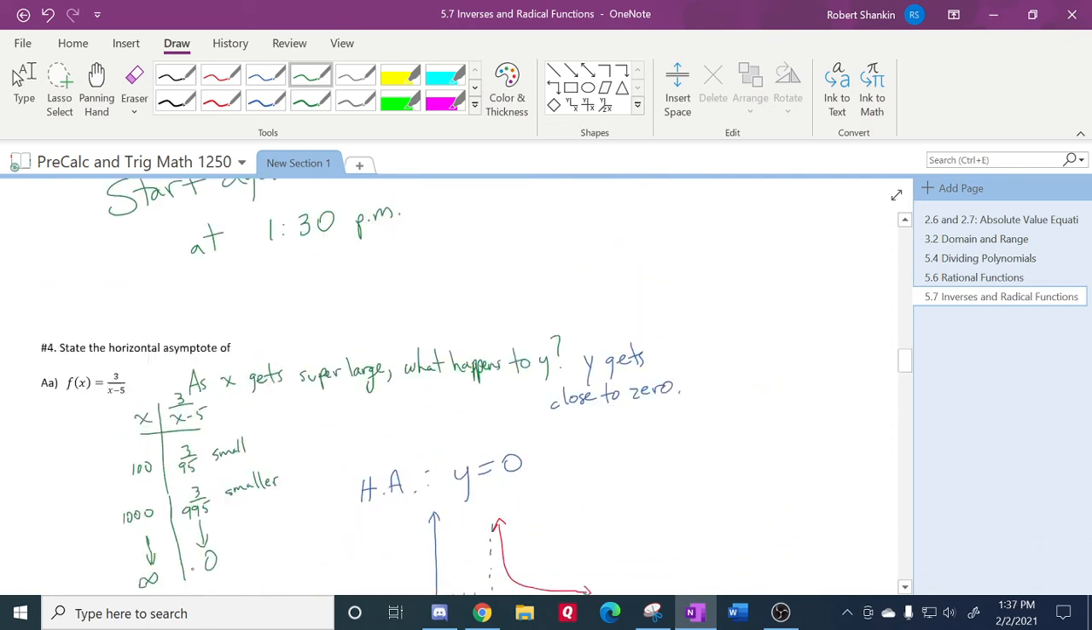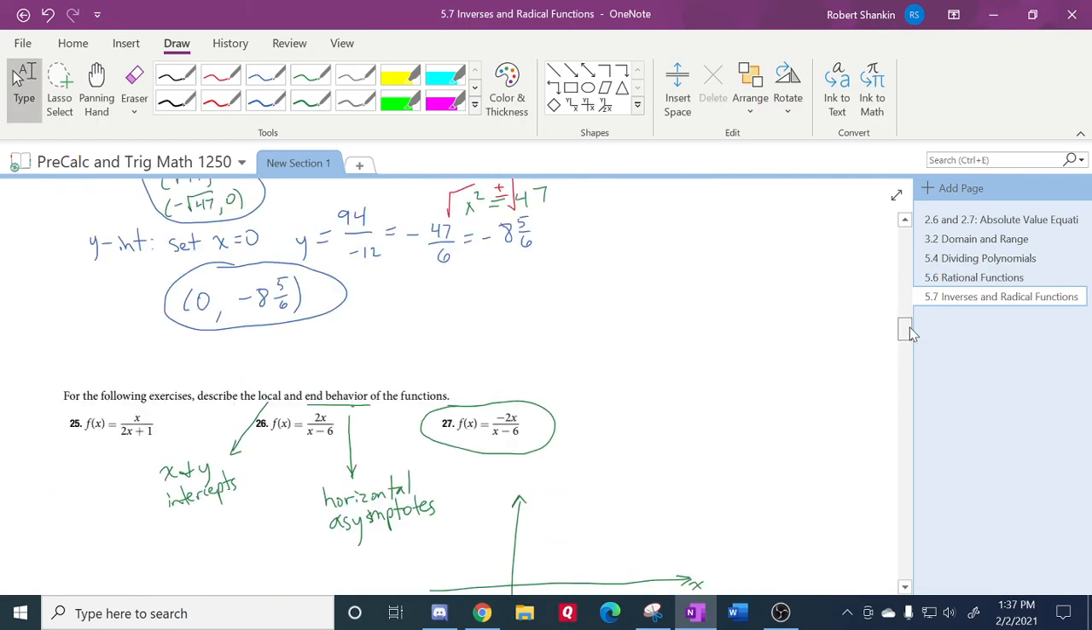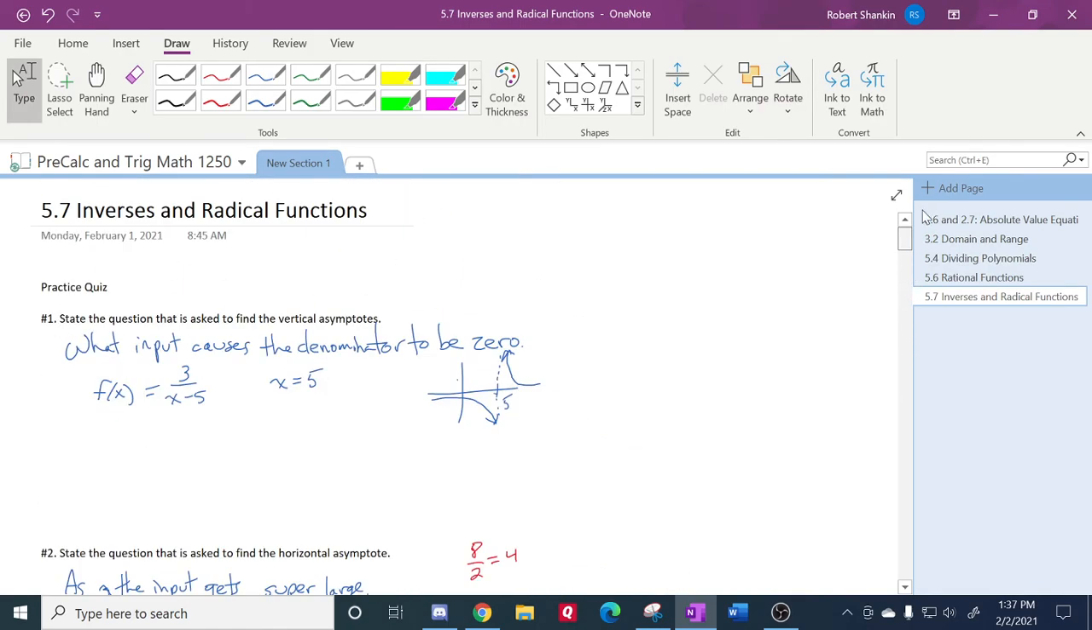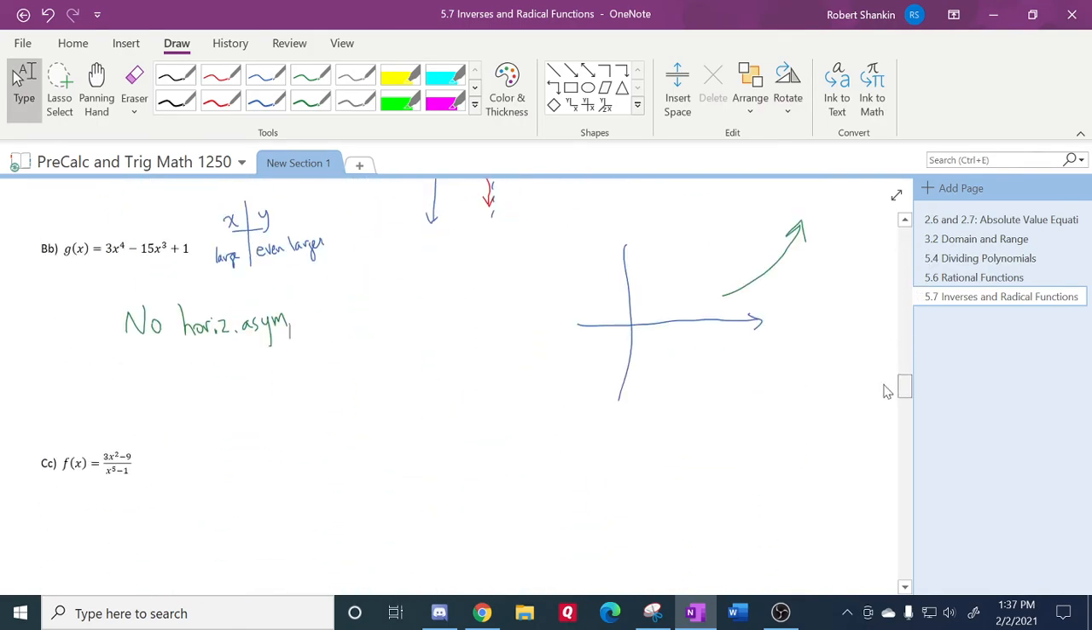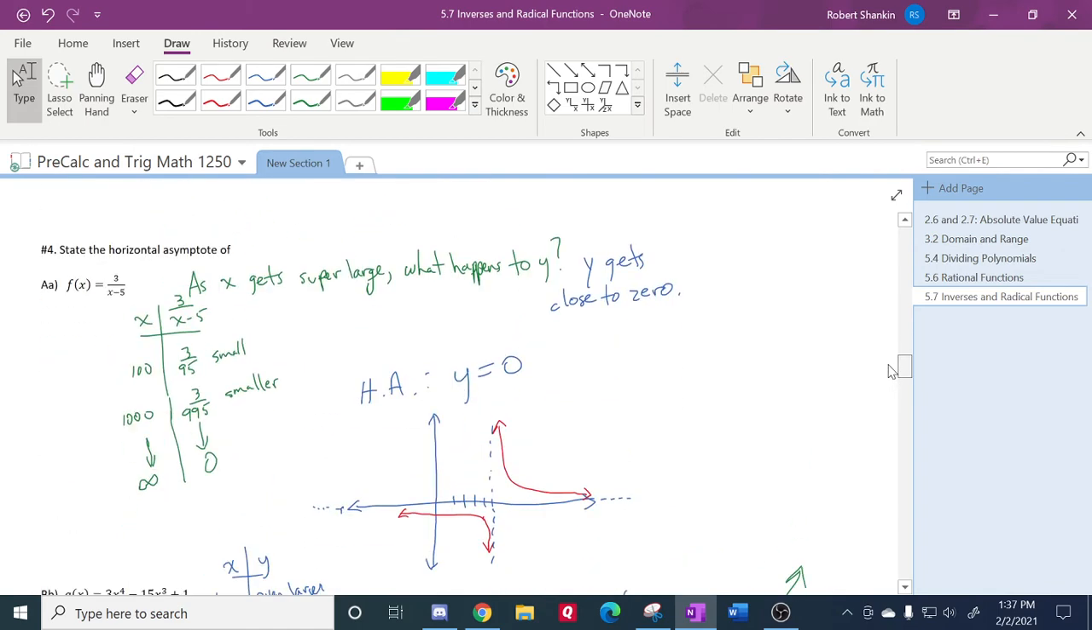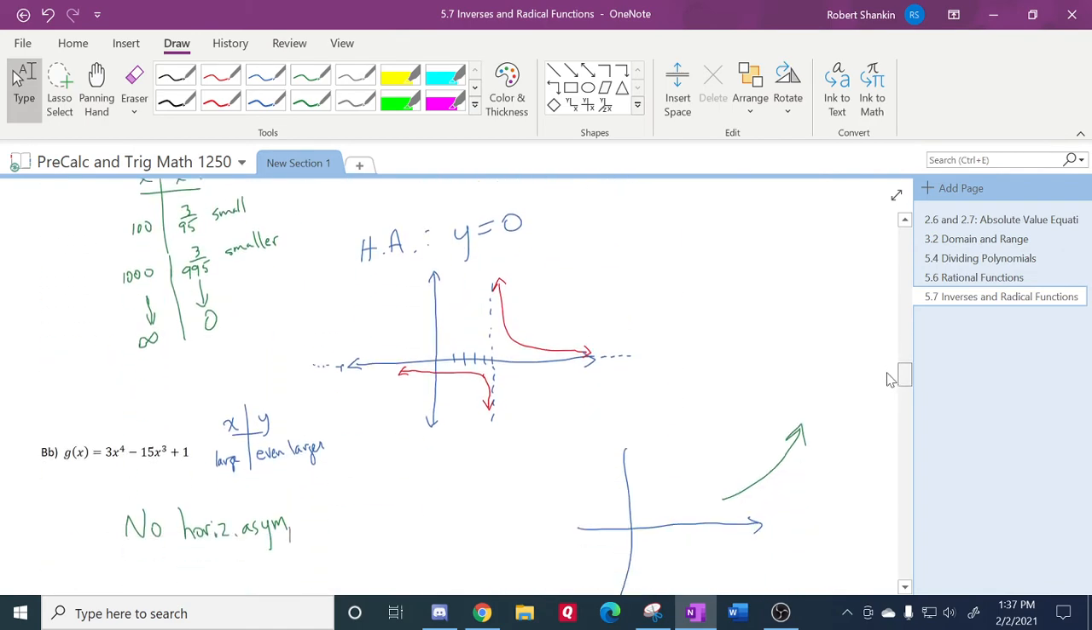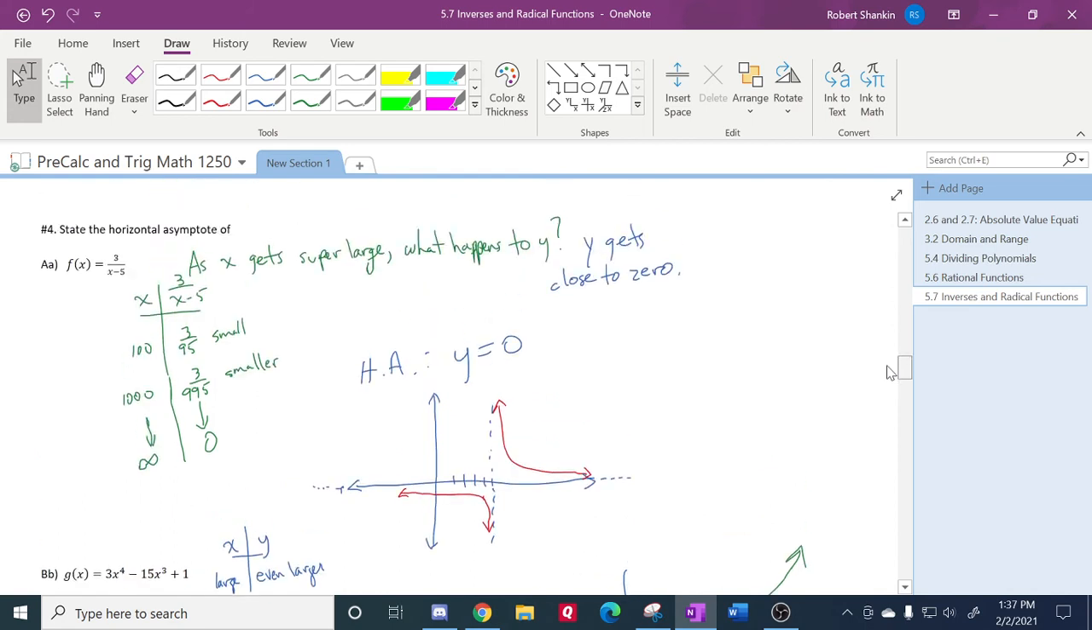Okay, this is still part of the practice quiz because we had done some of these things before. So give me a little feedback on how you're feeling about 4a and 4b with the horizontal asymptote.